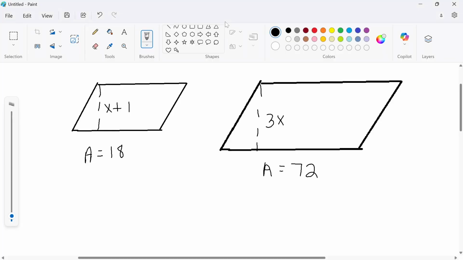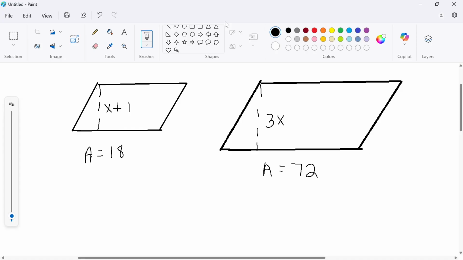This is a question about similar figures, and I wrote this down, but I didn't write down what it was asking to find. I don't know if it wants the base of one of the parallelograms. Who knows? But I'll find the base of both parallelograms, and then if the question is different, you should have enough information to get whatever question they're asking to find.